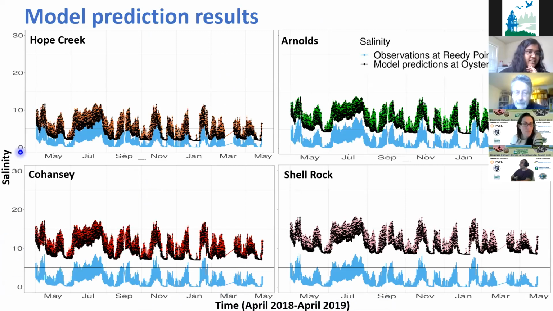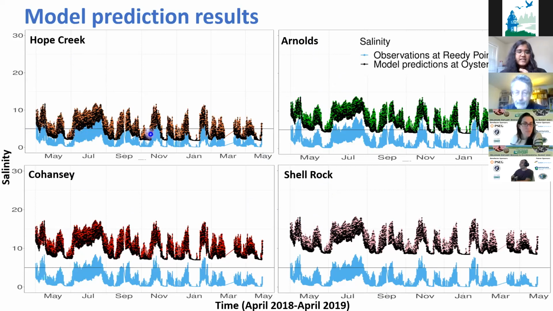On the y-axis, we have salinity. The first graph is for Hope Creek, then Arnold's, the third is for Coherency, and the fourth is for Shell Rock. The blue lines always represent Reedy. The orange line is for Hope Creek salinity measurements, the green lines are for Arnold salinity measurements, the red line is for Coherency salinity measurements, and the pink line is for Shell Rock salinity measurements. The black dots are hourly averages, and I have put a black line at salinity 5.